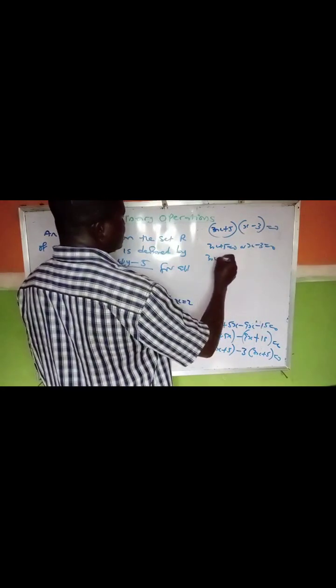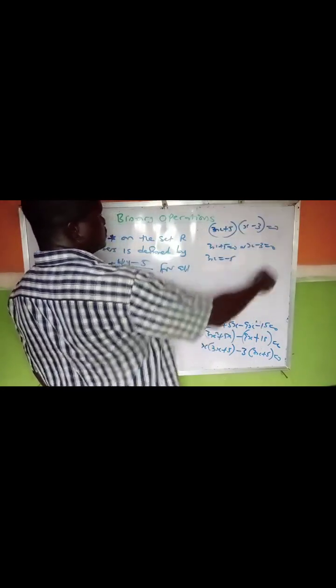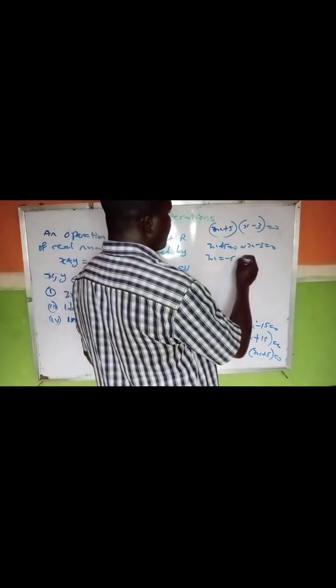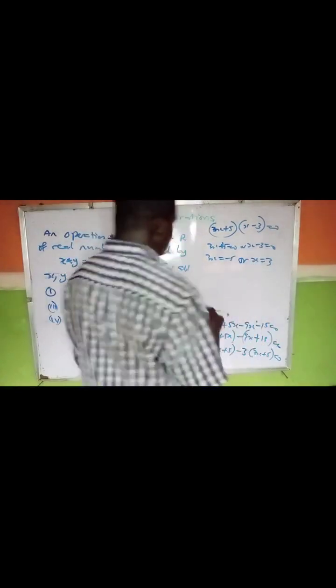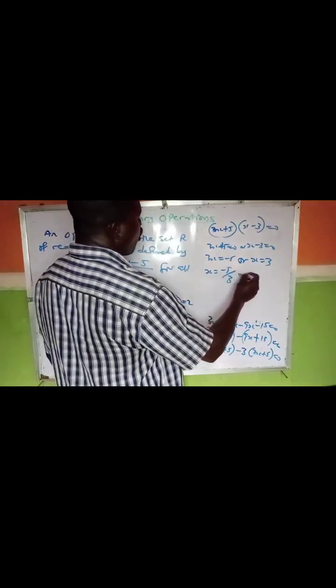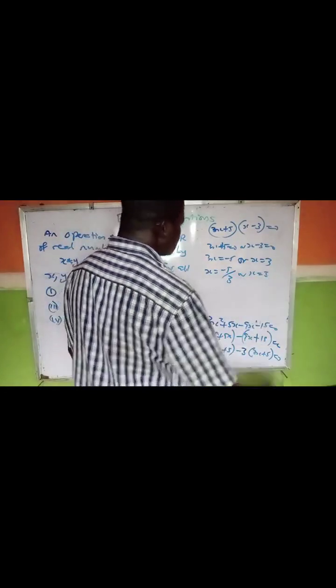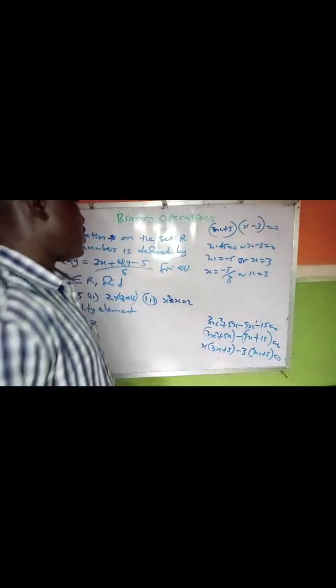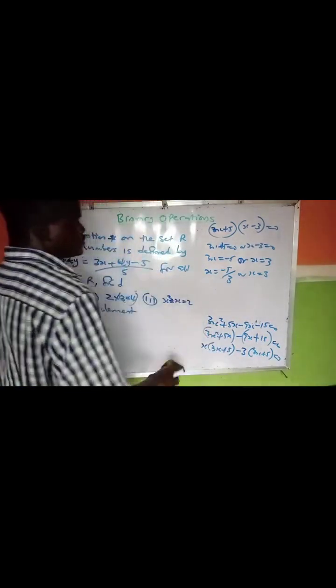So 3x equal to minus 5. You take this one to the other side. So you have minus 5, or x equal to 3. You divide both sides by 3 here. You will have x equal to minus 5 over 3, or x equal to 3. So that is the solution to that.